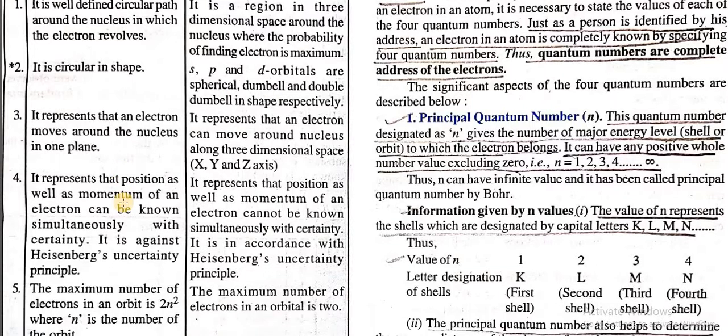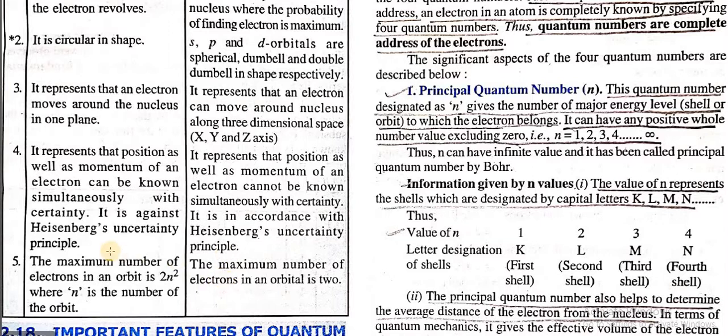Orbit suggests that the position as well as the momentum of an electron can be known simultaneously with certainty. It is against the Heisenberg uncertainty principle. Whereas in case of orbital, the position as well as the momentum of an electron cannot be known simultaneously with certainty. It is in accordance with the Heisenberg uncertainty principle. And the last difference is that the maximum number of electrons in an orbit is 2n square, where n is the number of the orbit, whereas the maximum number of electrons in an orbital is 2 only. It can accommodate only 2 electrons.